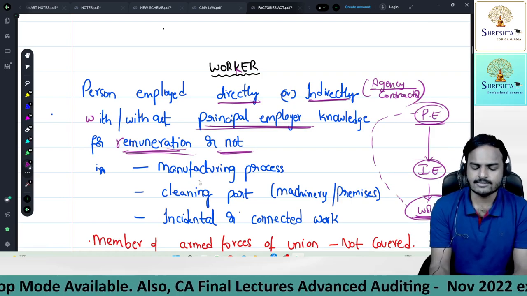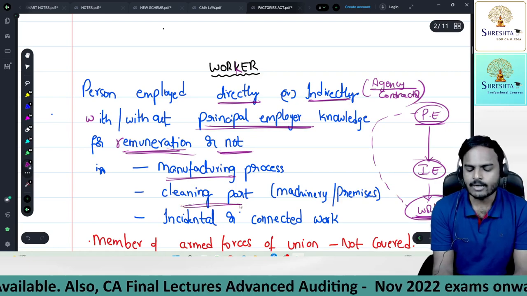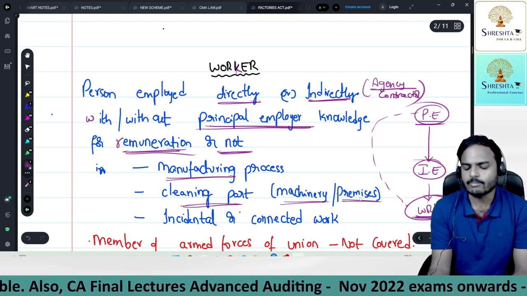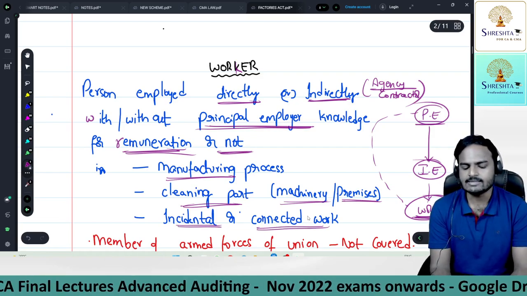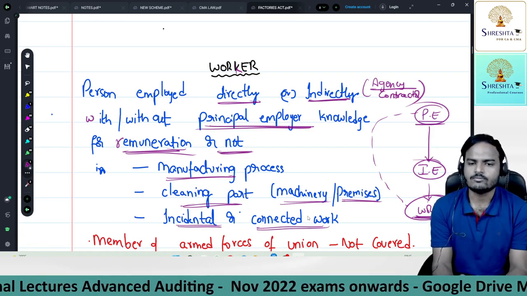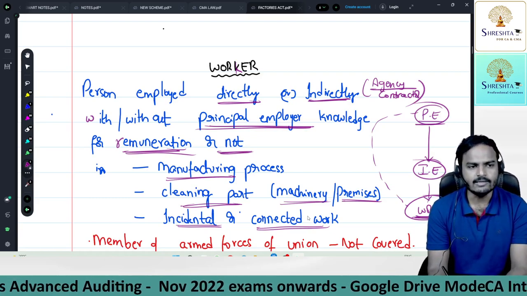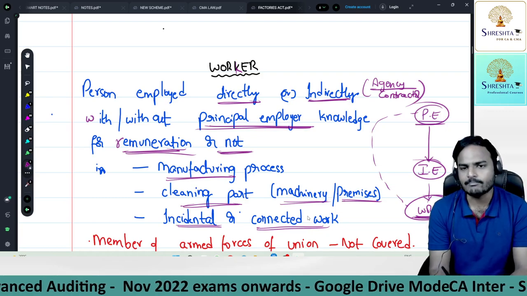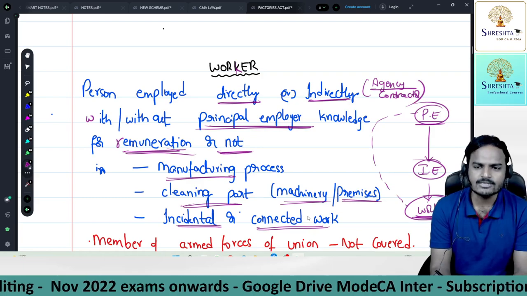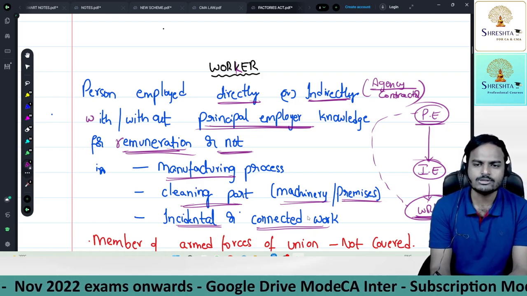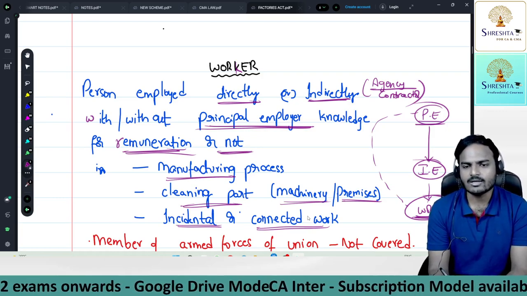But he should be engaged in the manufacturing process or cleaning part, cleaning of machinery, cleaning of premises, or any work incidental to it or connected to it. Now, combine the definition. Any person employed directly or indirectly, with or without knowledge of the principal employer, for remuneration or not for remuneration, engaged in the manufacturing process or any cleaning part, any incidental task or connected work.